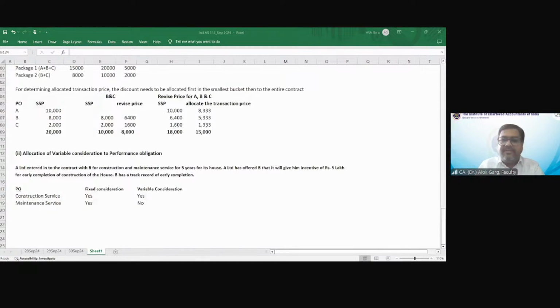Is that clear, friends? So friends, let's discuss illustration number 54 of ICAI study material. Illustration number 54. Shall we discuss illustration number 54?